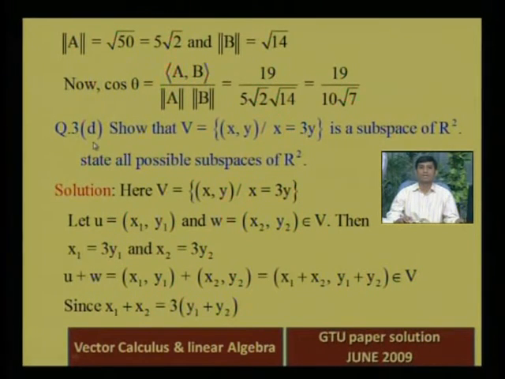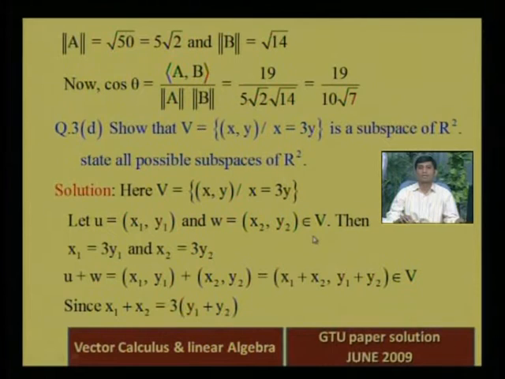This is question number 3D. Show that V is equal to {(x, y) : x = 3y} is a subspace of R2. State all possible subspaces of R2. Here V is equal to (x, y) where x is equal to 3y. Take two elements (x1, y1) and W is equal to (x2, y2) belongs to V.